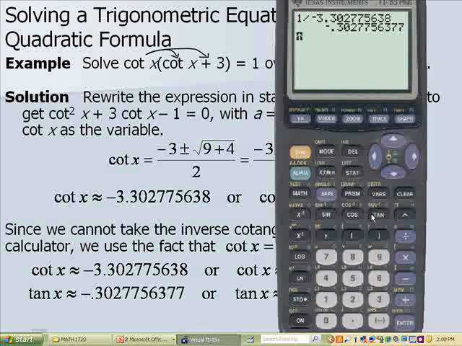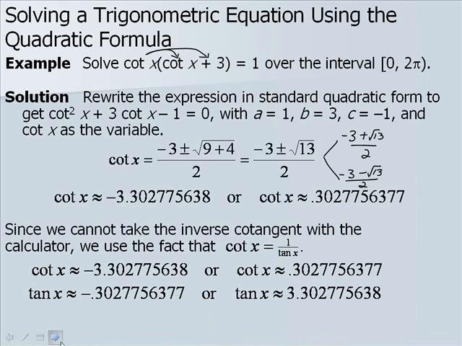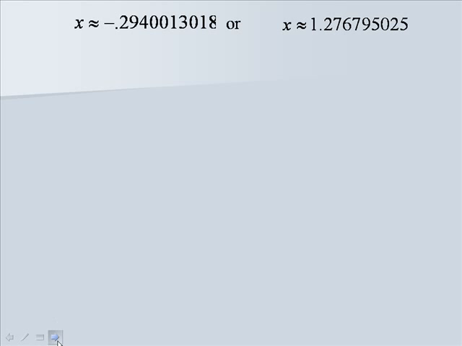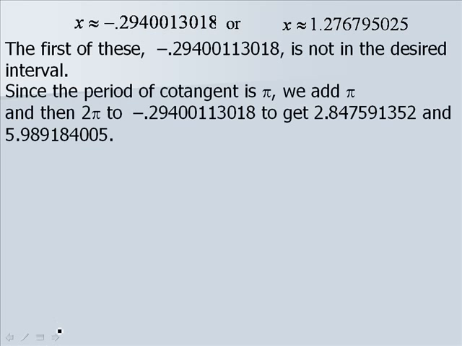Now we want to take the inverse tangent of that value, and we see that we get negative 0.294, or on the other side 1.277. Now the first of these values is not in the desired interval, so since the period of cotangent is pi, we add pi and 2 pi to it in order to get the following two values. So let me kind of write this out.